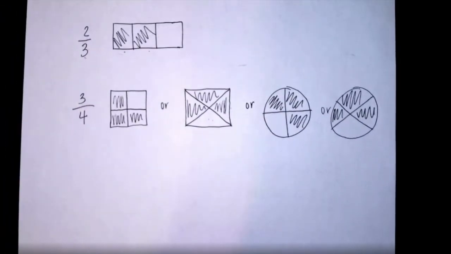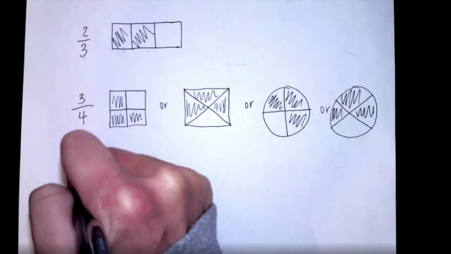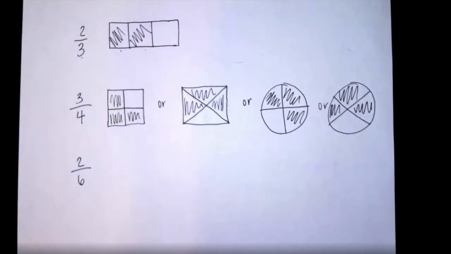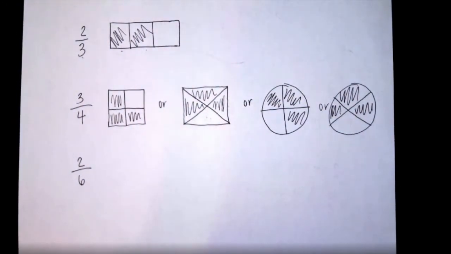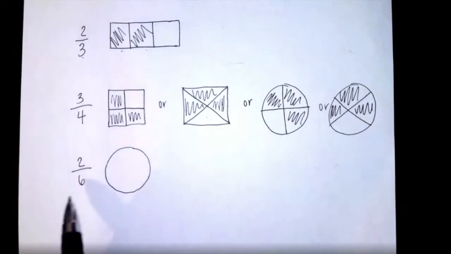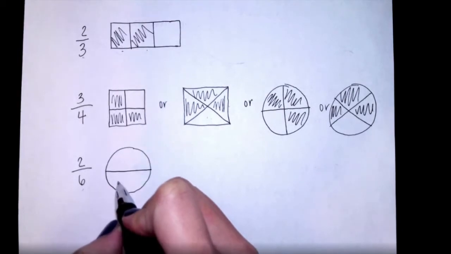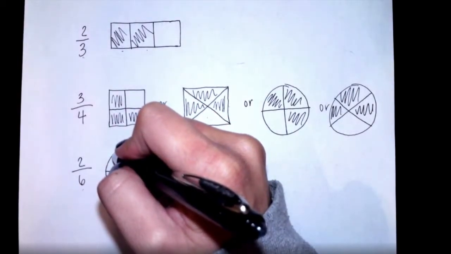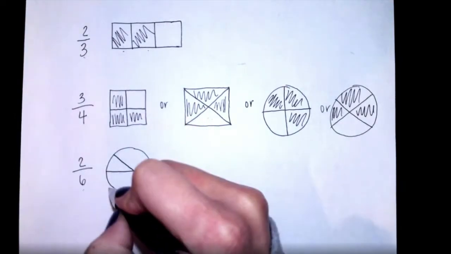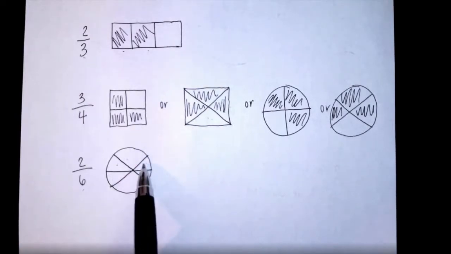Alright, so now let's look at a fraction with a denominator of 6. So let's use the fraction 2/6. For this fraction, I'm going to go back and I'm going to use a circle. So remember, I need to have 6 parts. So that's 2, right? And then I'm going to draw diagonally. So let me make sure I have 6. 1, 2, 3, 4, 5, 6. So I do have 6 parts.